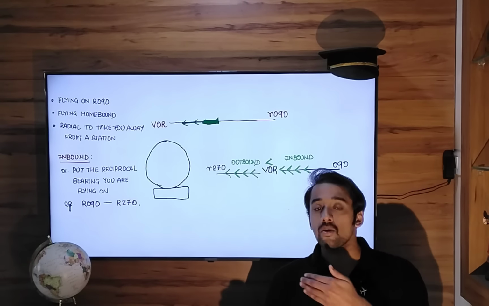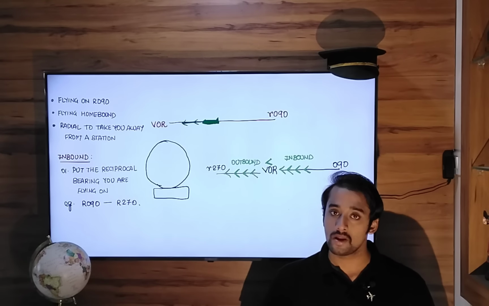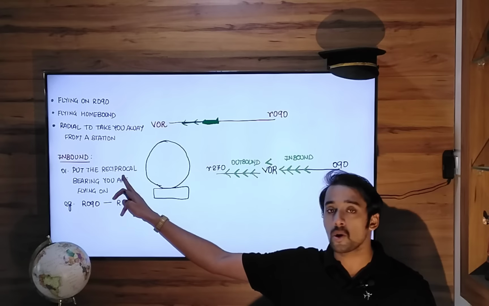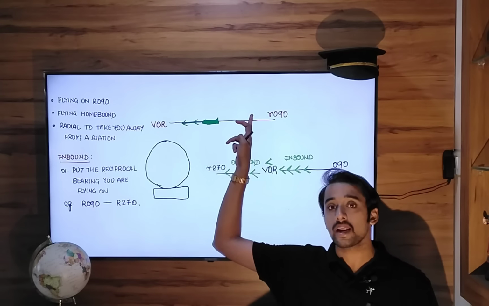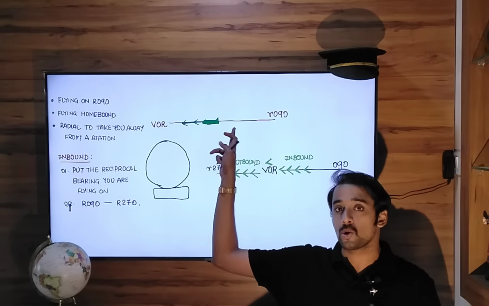So whenever you're flying homebound towards a particular station, the setting that you must put in the OBS selector should be the reciprocal of the radial you are flying on currently. Now currently we are on radial 090.